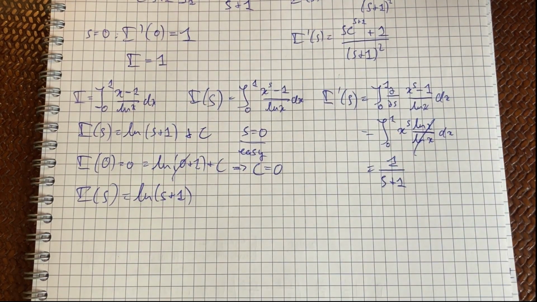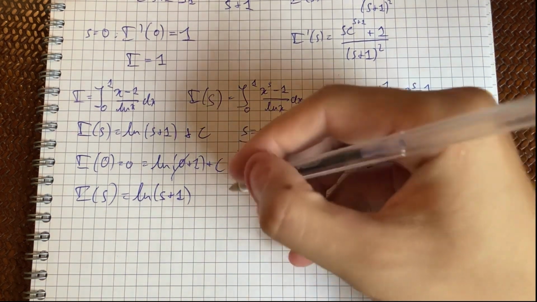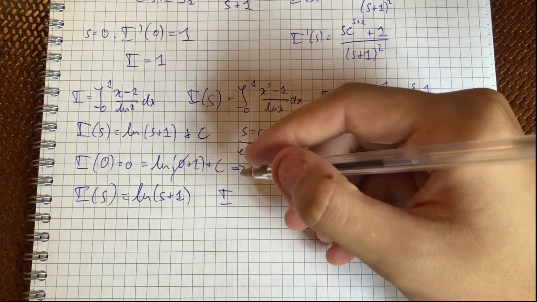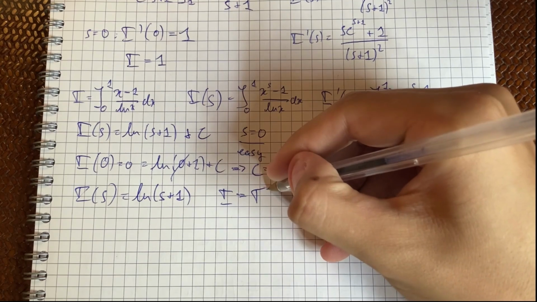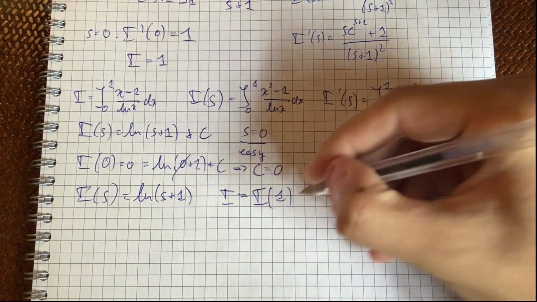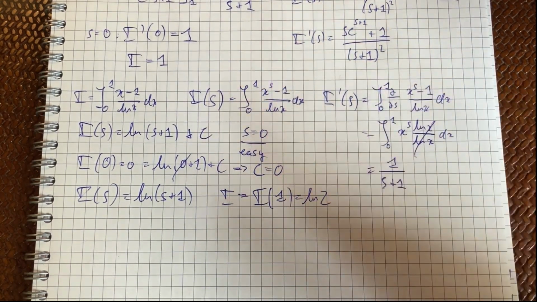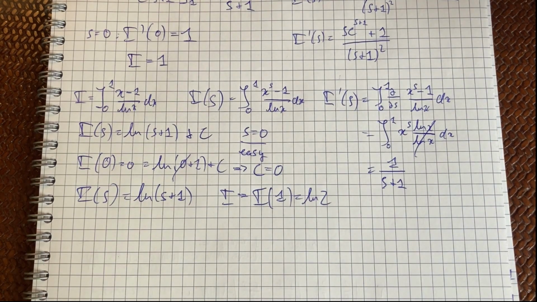Now we can take the value we were looking for, s equals 1, and determine the value of the integral I equals I of 1 equals log 2. And as you can see, this technique is more complicated to use than Leibniz rule, but it can help to solve very difficult integrals without it. So it's important to master both.